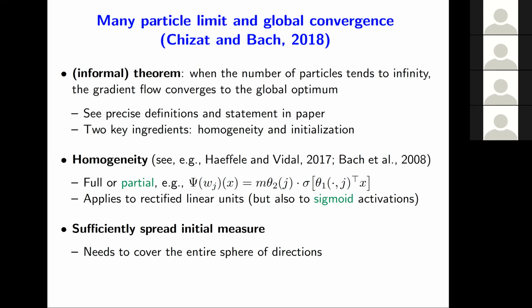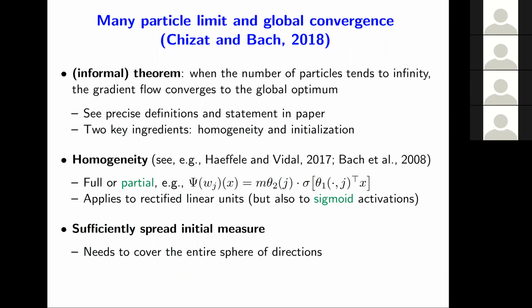So you are too homogeneous in that setup, but it's true like in all cases. Second condition, you need the initial measure to be well spread along all directions. So sample like a Gaussian, for example. And the good thing is this is what people use in practice. Even for those deep networks, you always use isotropic initializations.